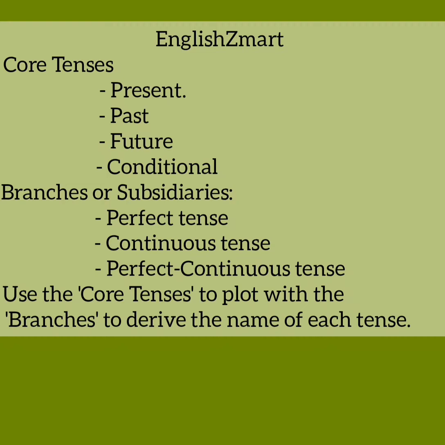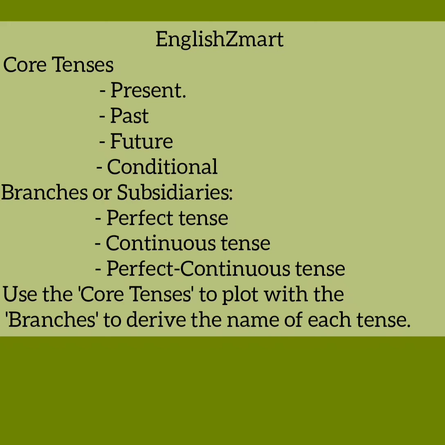In the first row of the Core Tenses column, write the word present. In the second row, write the word past. In the third row, write the word future. And in the fourth row, write the word conditional. So we are going to use the core tenses to plot the 3 other columns so that we can generate the names of the subsidiary tenses.